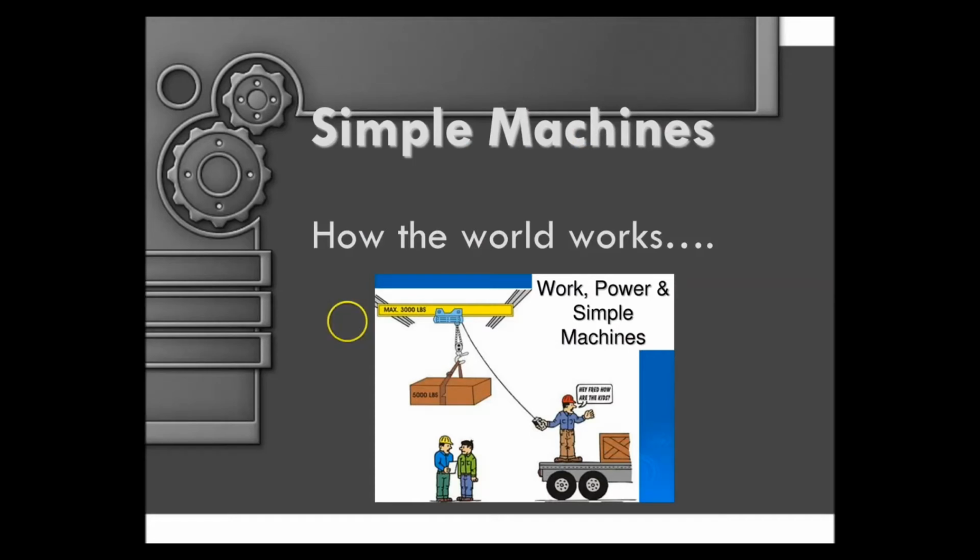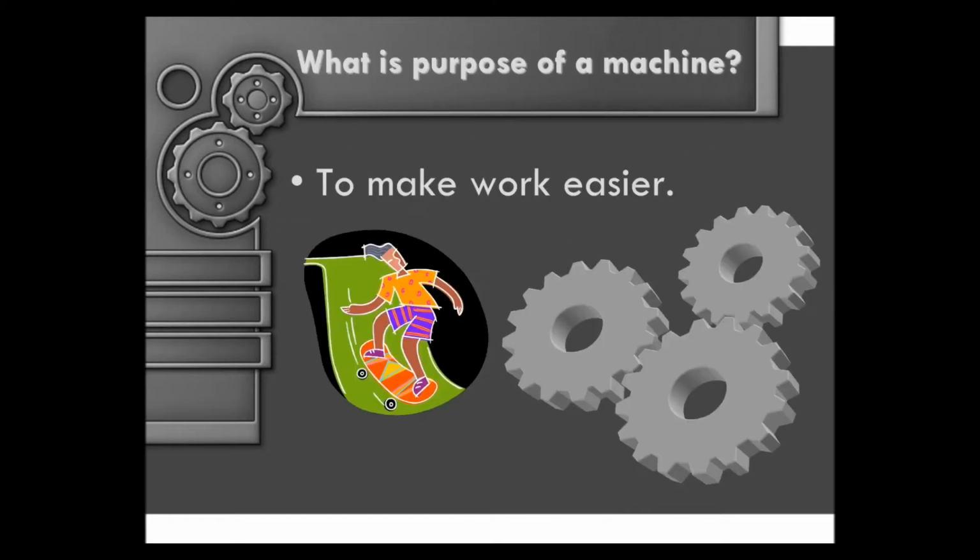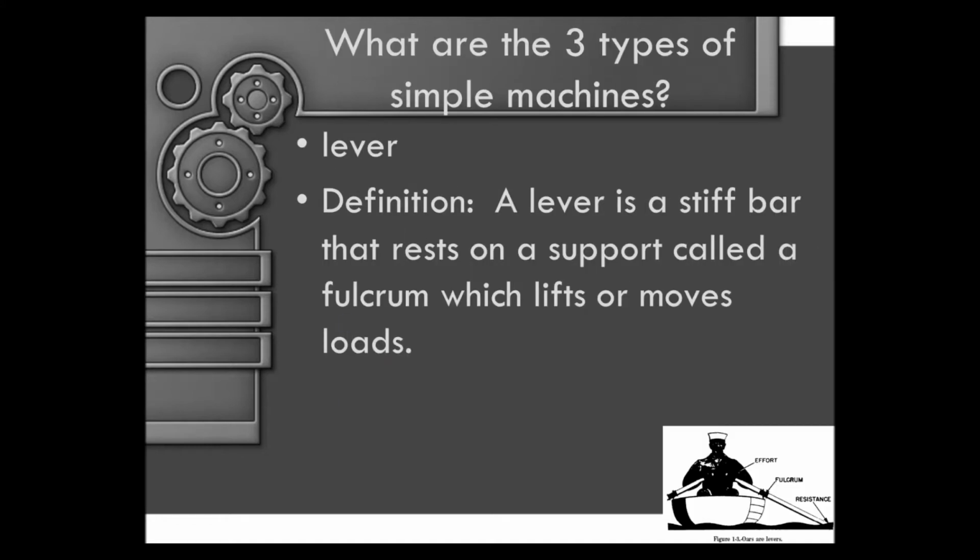So guys, in this video we're going to talk about simple machines, and then you are going to make either a little simple machine book, or some type of presentation or something like that to show that you have gotten this information. So the purpose of machines is just to make work easier for us. And there's three main types.